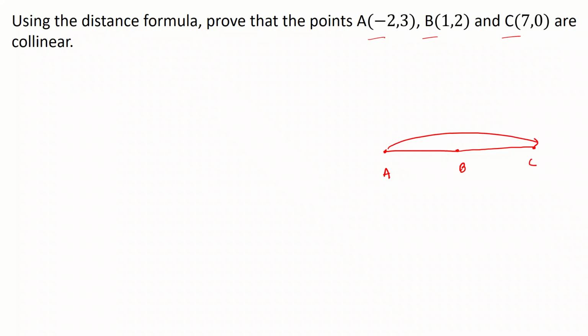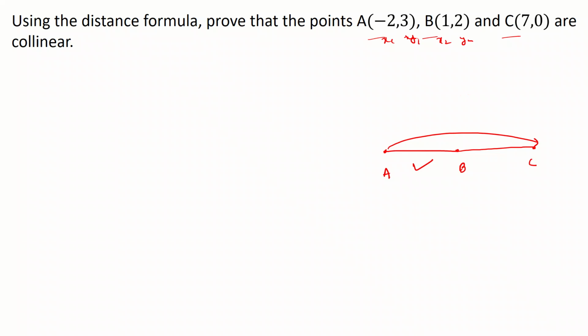are collinear. So I leave this thing to you as an exercise. It's just the application of this formula. It's a very simple application. Find out the distance of AB. You have the coordinates A and B. So think of this as x1, y1, and this is x2, y2. So you can find out the distance between A and B.